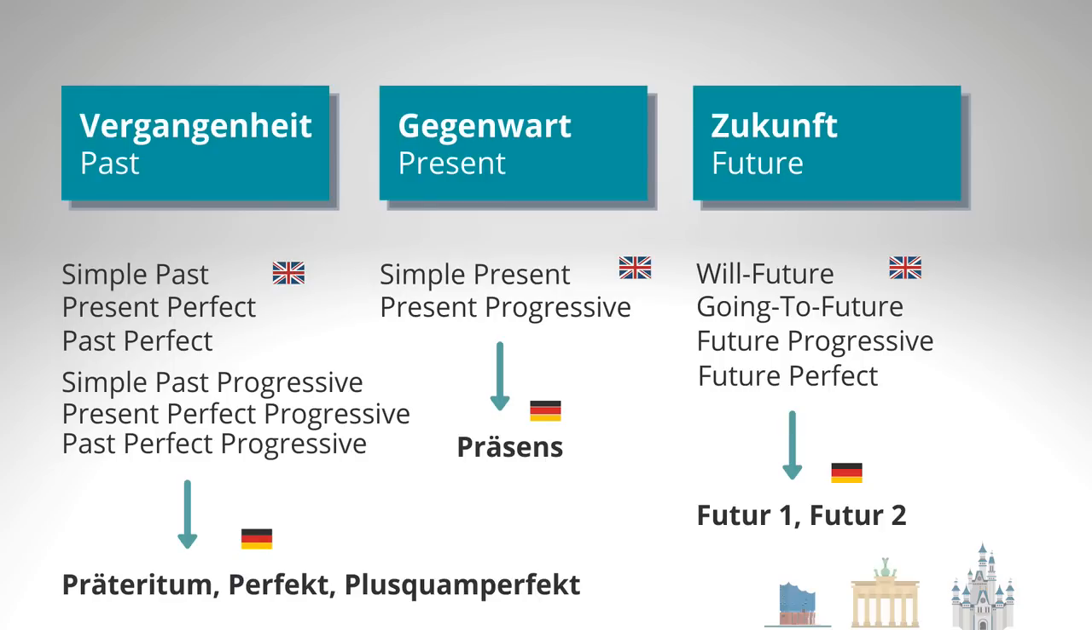And that's it. Those are all tenses in German. Three past tenses, one present tense, and two future tenses. If you made it until this point, then congrats! But your journey doesn't need to be over.